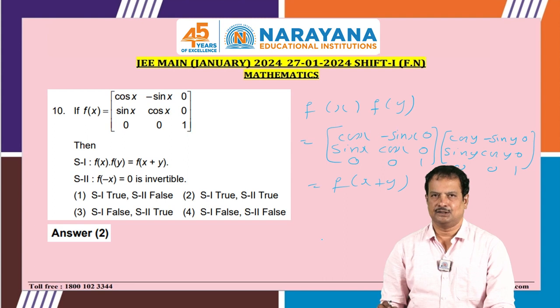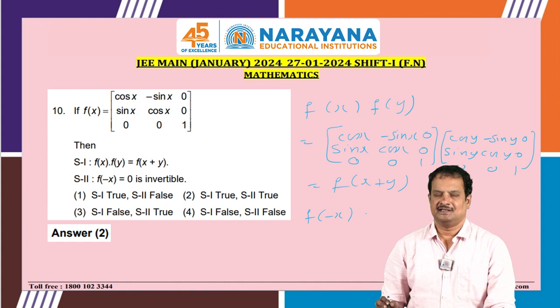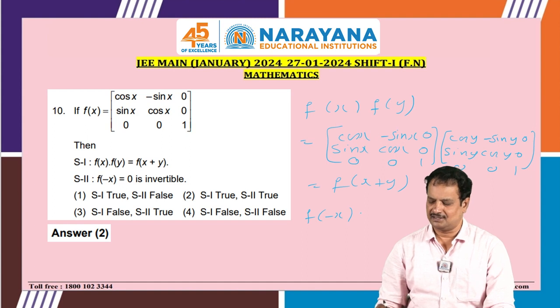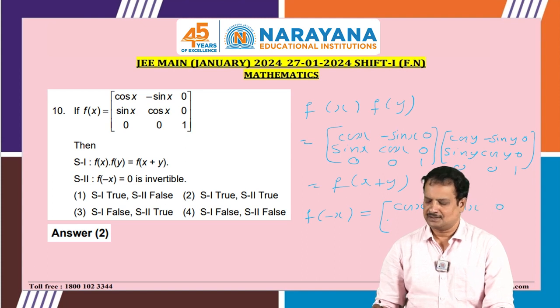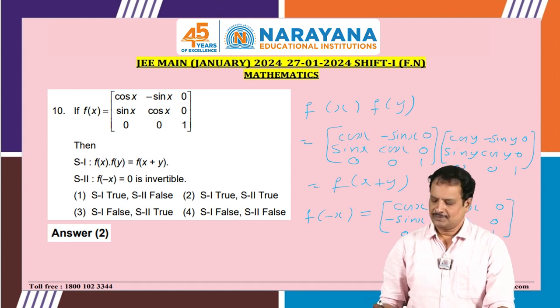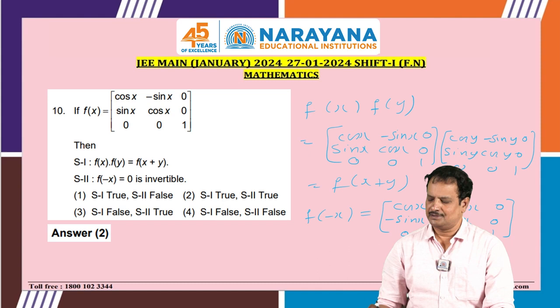Similarly, f of minus x is invertible or not. What is f of minus x? A matrix is invertible only when it is non-singular. So in this case, let's take f of minus x. Then what about this one? Cos minus x is cos x only. Minus of sin minus x is plus sin x. Next 0. Sin minus x is minus sin x. And cos minus x is cos x. This is 0. Next one 0, 0, 1. Now it's very clear. If you find the determinant of this one, it's 1 into cos square x plus sin square x.